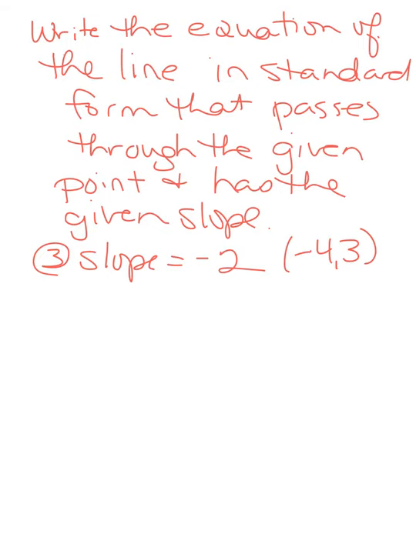Let's look at our next example. It says write the equation of the line in standard form that passes through the given point and has the given slope. So I'm taking an equation of a line and I'm given the information. The slope is equal to negative 2 and the point that I'm working with is negative 4, 3. Now I can't go right into standard form using this information. I have a point and a slope. My point is not my y-intercept, so now I have to use point slope form first.